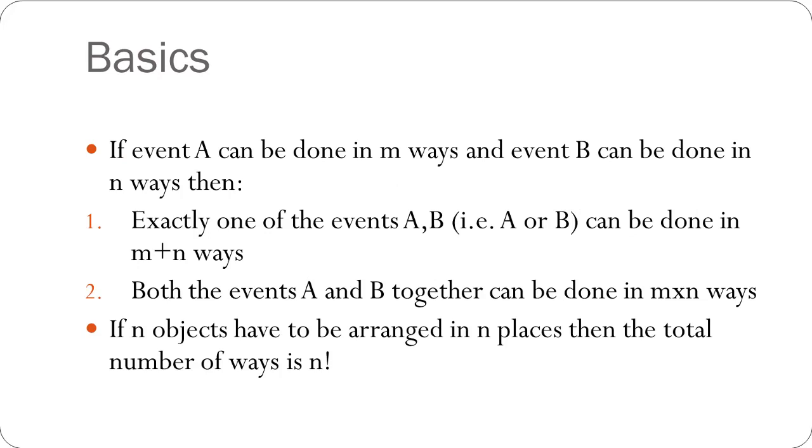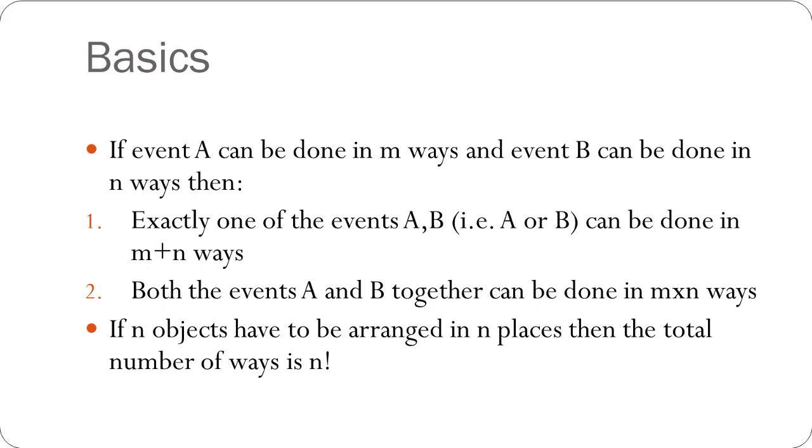Now the first basic concept is, if there are two events, say A and B, and if event A can be done in m ways and event B can be done in n ways, then exactly one of the events A or B can be done in m plus n ways. So when there's an or in between, there's a plus sign that comes in. Now if you are asked to find the number of ways in which both the events A and B can be done together, then the answer would be m into n ways. So when there is an and in between, multiplication comes in.